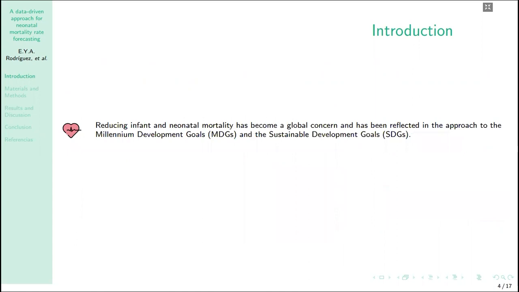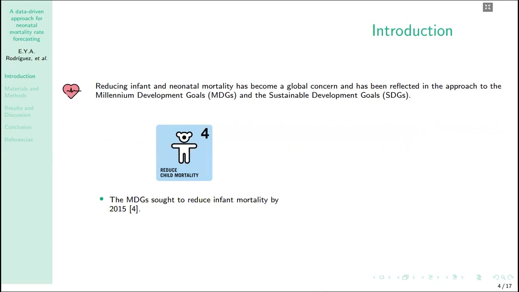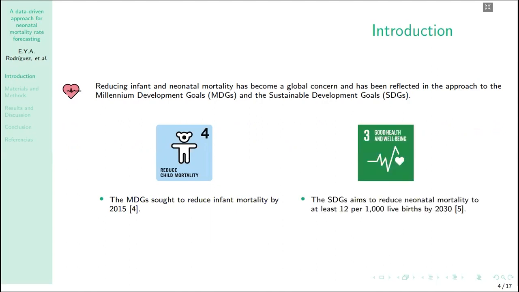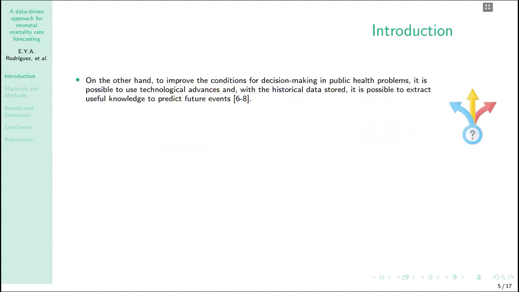Thus, reducing infant and neonatal mortality has become a global concern and has been reflected in the approach to the Millennium Development Goals and the Sustainable Development Goals. Specifically, the Millennium Development Goals sought to reduce infant mortality by 2015, and Goal 3 of Good Health and Well-being of the Sustainable Development Goals aims to reduce neonatal mortality to at least 12 per 1,000 live births by 2030.